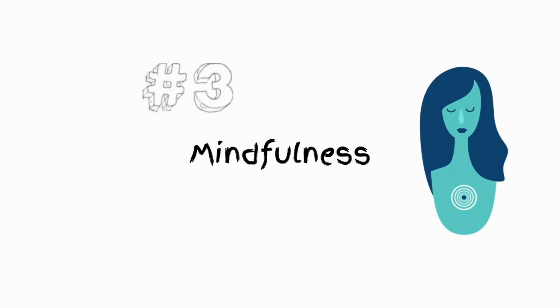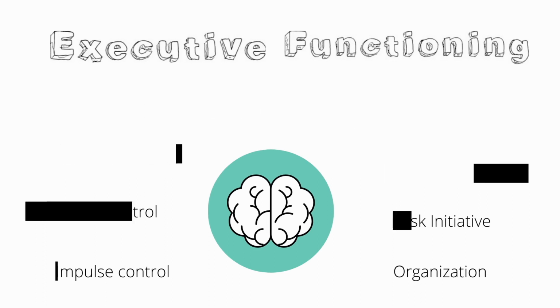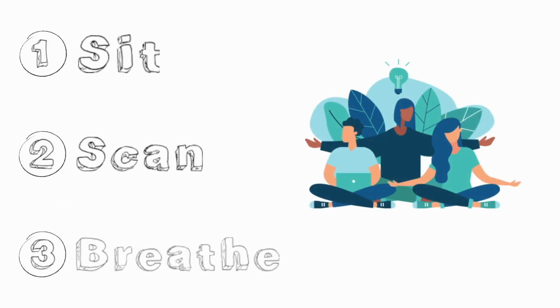Lastly, mindfulness. Mindfulness has been found to be effective at developing executive functioning. Executive functioning is responsible for impulse control, emotional control, flexible thinking, working memory, self-monitoring, planning and prioritizing, task initiative, and organization. Set some time each class to help students practice mindfulness.